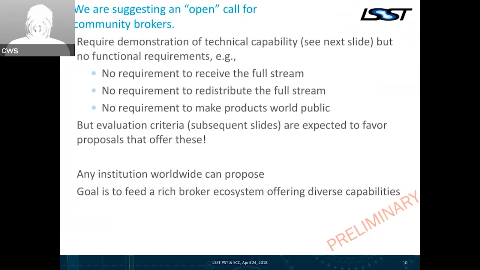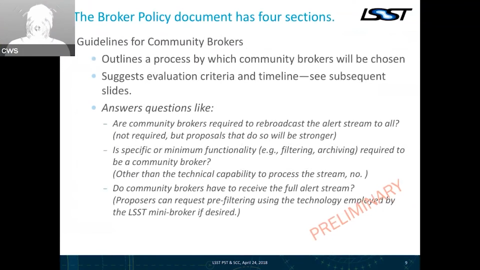Eric, before you go on, can I ask you a question? Sure. Go ahead, Chris. This is Christopher Stubbs. Why is it a given that the project decides which community brokers will be chosen? I could imagine a scenario where the project dictates boundary conditions and technical criteria, and it's not clear to me whether the project has appropriated that decision.